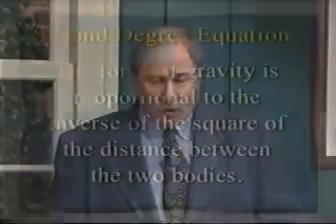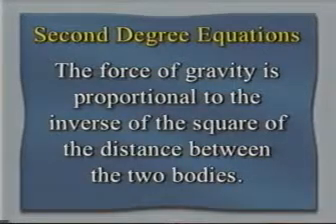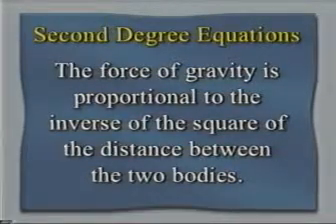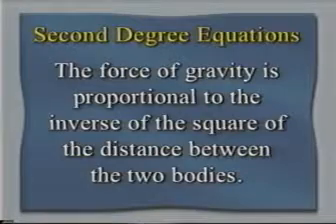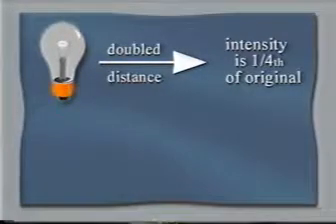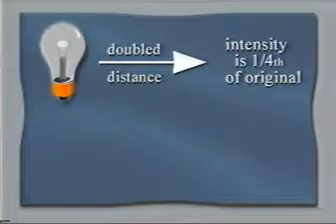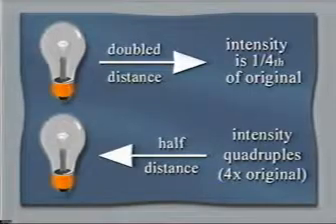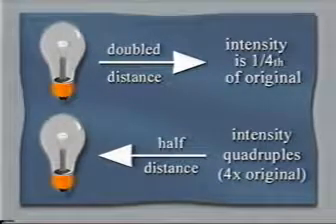For example, the force of gravity is proportional to the inverse of the square of the distance between the two bodies. So as you double your distance, you don't halve the gravitational force. Your gravitational force is 1/4, so there's a square involved. This is called the inverse square law, which also operates in terms of light intensity. As you double the distance away from the light, the intensity of the light is 1/4. As you halve the distance to a light, you quadruple the intensity of that light.